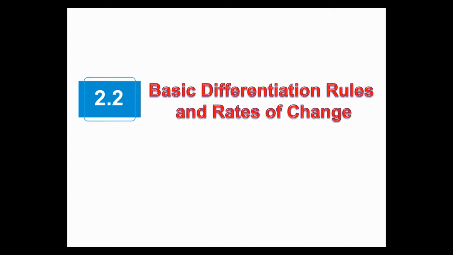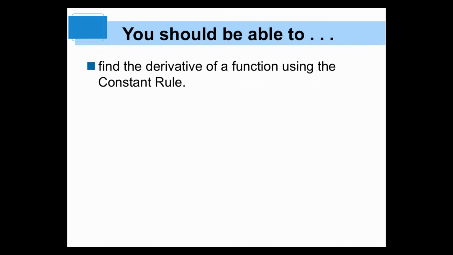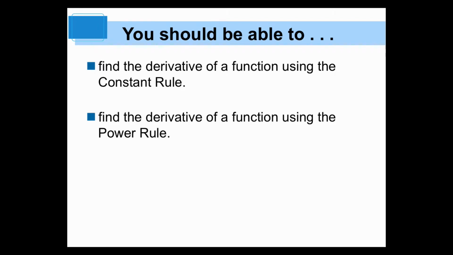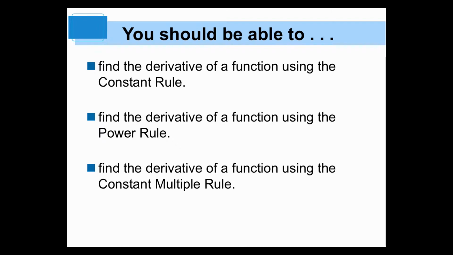A lot of things you need to be able to do in this section. I think I got 2 pages of things you should be able to do. Find a derivative using the constant rule. You'll like this so much. No more f of x plus delta x minus f of x and then take the limit. We've got some shortcuts. We've got a power rule, a constant rule, a constant multiple rule. That's coming up.